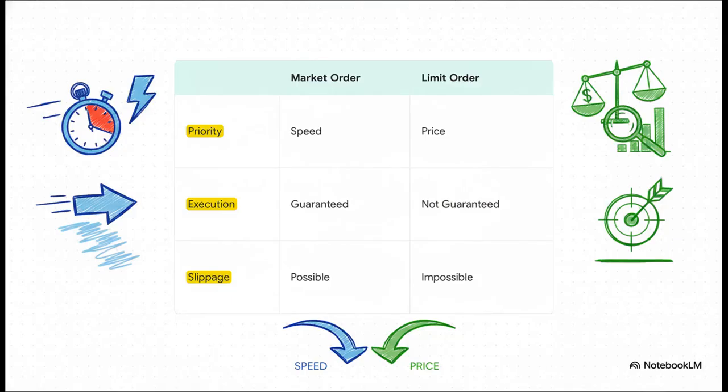So let's just lay it all out. For a market order, your priority is speed. Execution is guaranteed, but slippage is a real possibility. For a limit order, your priority is price. You get no slippage, but your execution is not guaranteed. It really is a simple choice between getting in now or getting in at the right price.